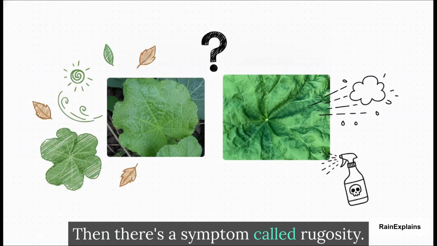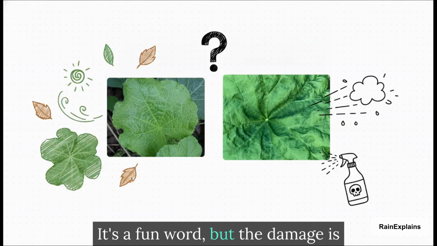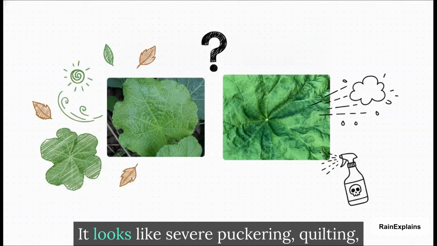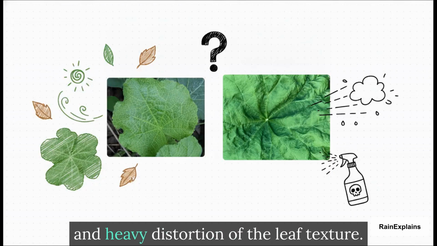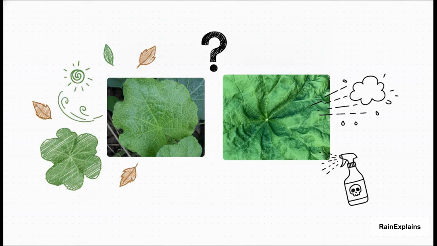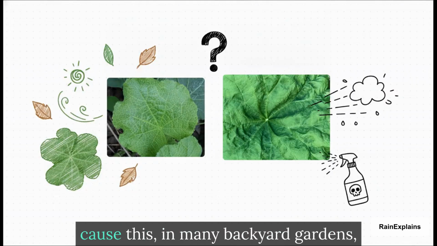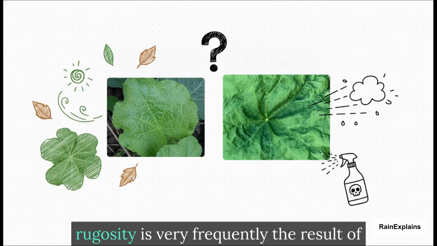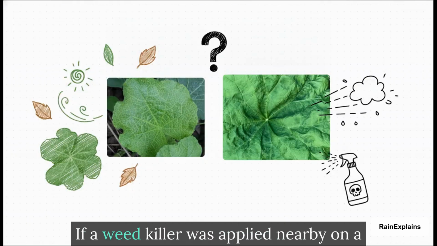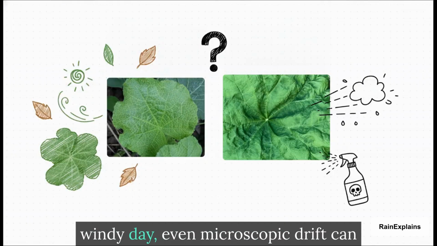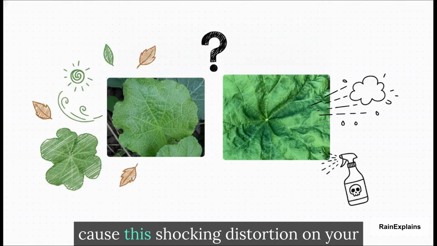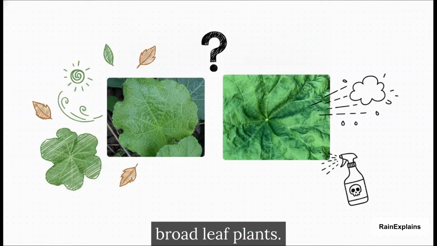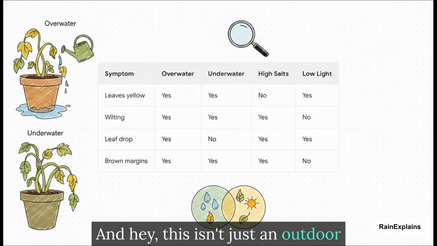Then there's a symptom called rugosity. It's a fun word, but the damage is anything but fun. It looks like severe puckering, quilting, and heavy distortion of the leaf texture. Now, while viruses can sometimes cause this, in many backyard gardens, rugosity is very frequently the result of abiotic chemical drift. If a weed killer was applied nearby on a windy day, even microscopic drift can cause this shocking distortion on your broadleaf plants. And hey, this isn't just an outdoor problem.